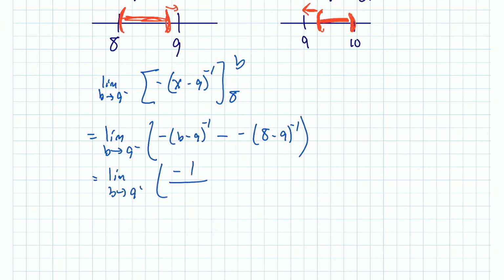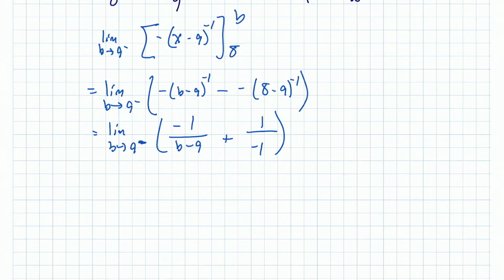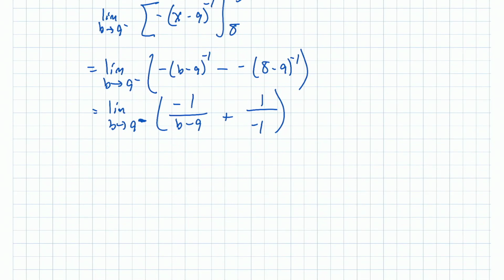So this is negative 1 over (b minus 9) plus 1 over, so I already did the negative from the negative, then I have 8 minus 9, which is negative 1. So like that, I believe. And we need b to go to 9. So b goes to 9 from the left. So if it's on the left-hand side, it's less than 9. So less than 9 minus 9 is negative. So it's negative, negative. So overall, this is going to be plus infinity minus 1.